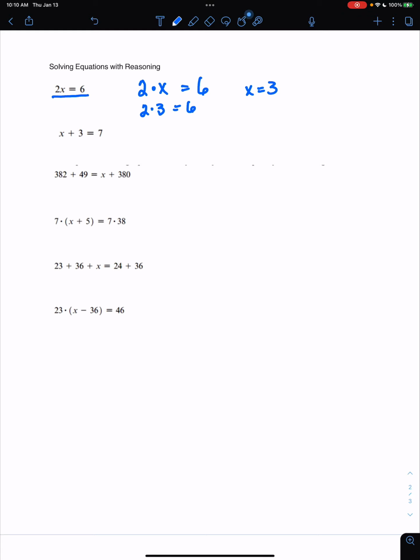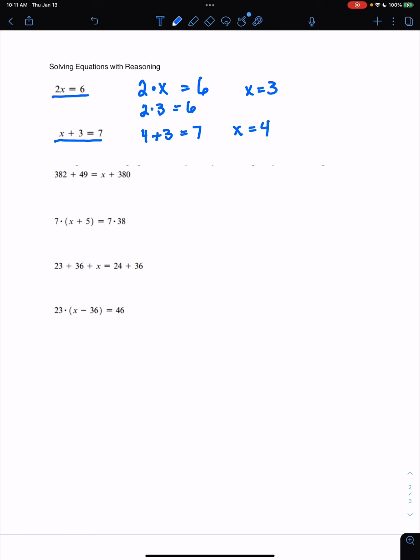And we can do that just by using what we know about numbers, right? Same thing here. x plus 3 equals 7. We know that 4 plus 3 will give us 7. So our x again here is going to equal 4. So these are pretty simple equations that we can just kind of look at and say, oh, I know the answer to that, right? So we're using our math reasoning to solve these problems.